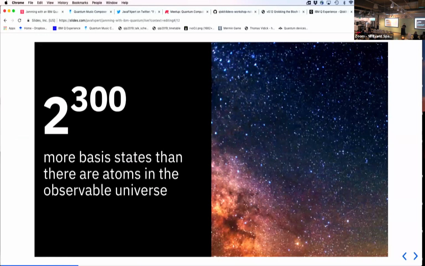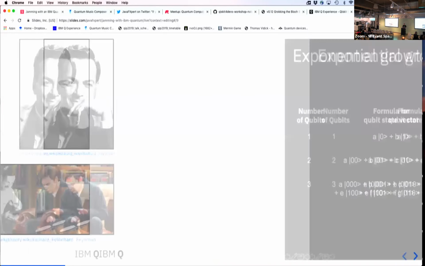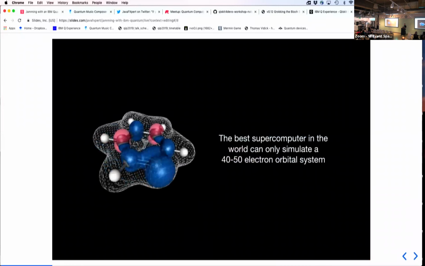And if I wanted to model 300, which is still a fairly simple molecule, then it takes more complex numbers than there are visible atoms in the universe. And so that's why when you get down to a molecule that's maybe 40 or 50, you need 2 to the 50th complex numbers. Our biggest supercomputer right now can hold about 2 to the 50th complex numbers. So as soon as we get to where we can have more than 50 qubits, quantum bits, in a computer that are reliable and have high fidelity, then we can start to do things that we can't do on classical computers. So we can get to that quantum advantage.